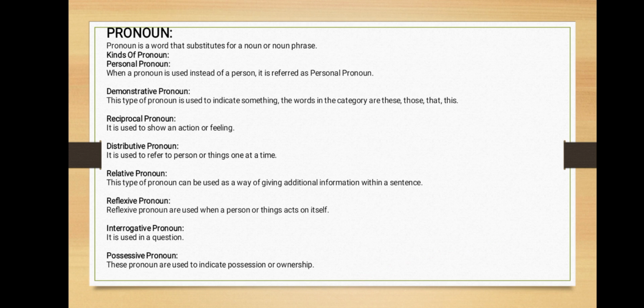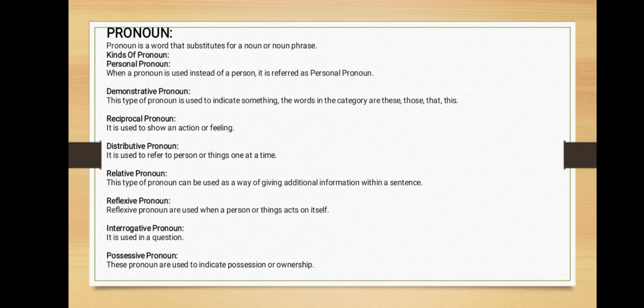Second is pronoun. As you all know what a pronoun is, let me define it. Pronoun is the combination of 2 words. Pro means instead of, noun means name. A pronoun is a word that substitutes for a noun or noun phrase. A pronoun is a word which takes the position of a noun. Pronouns are I, we, you, he, she, it, they. Fine. Kinds of pronoun. There are 8 kinds of pronoun: personal pronoun, demonstrative pronoun, reciprocal pronoun, distributive pronoun, relative pronoun, reflexive pronoun, interrogative pronoun, possessive pronoun.